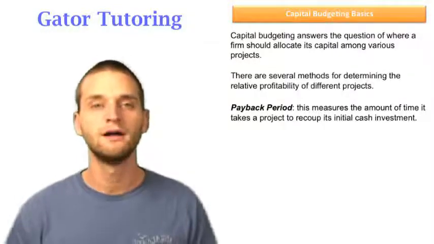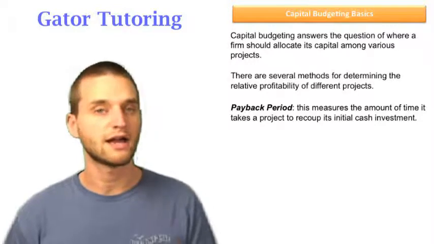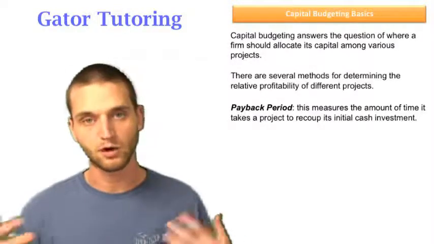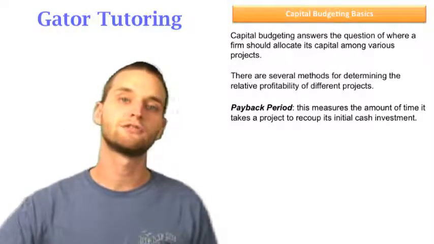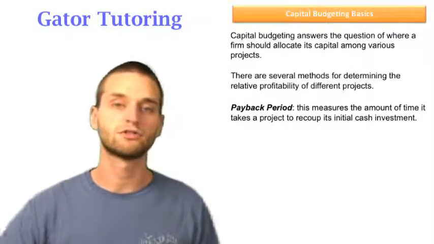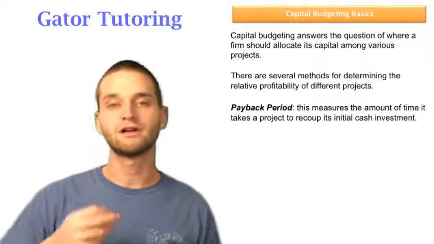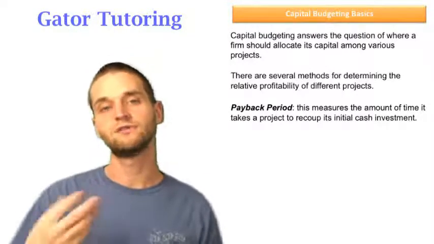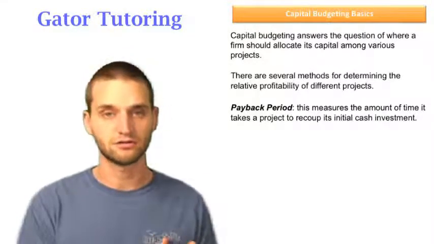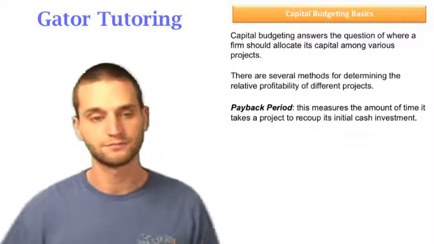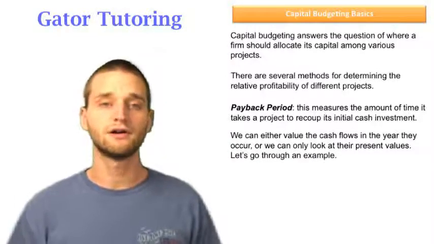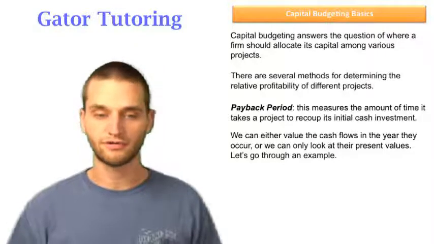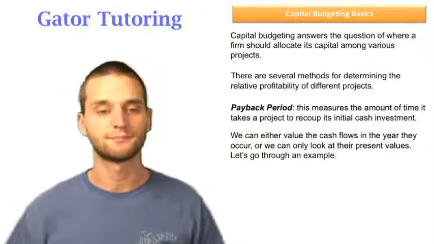So most of the time, projects have some initial cash investment that the firm is required to make to begin the project, and then that project will start returning cash flows periodically after the project is started. And what we're asking is how long it takes for those cash flows to add up exactly to the initial investment amount. That's what the payback period is. We can either value the cash flows in the year they occur, or we can only look at their present values. Let's go through an example.